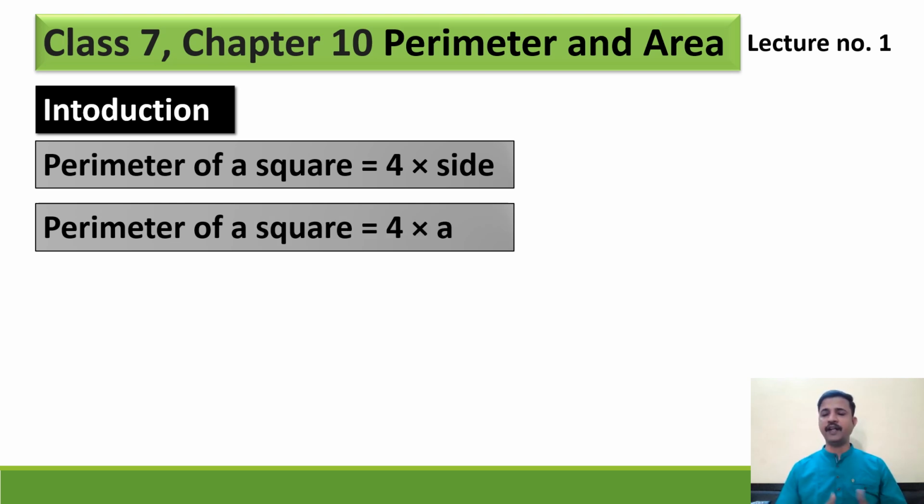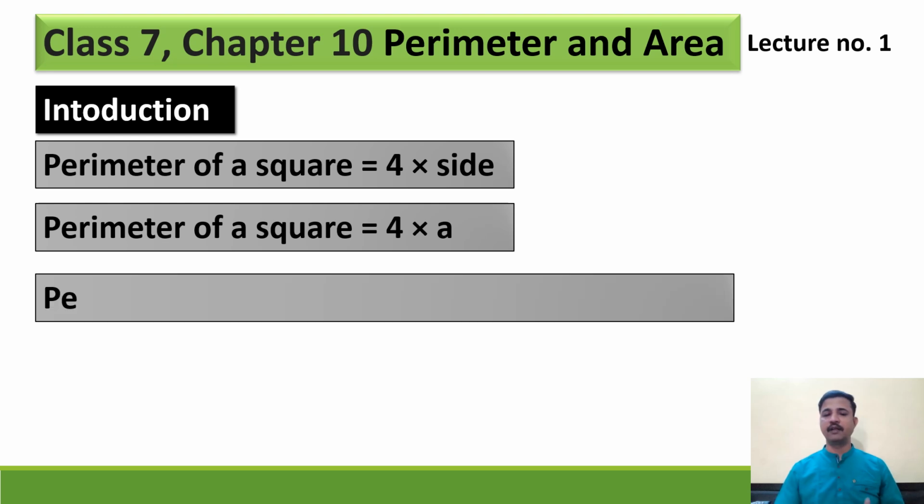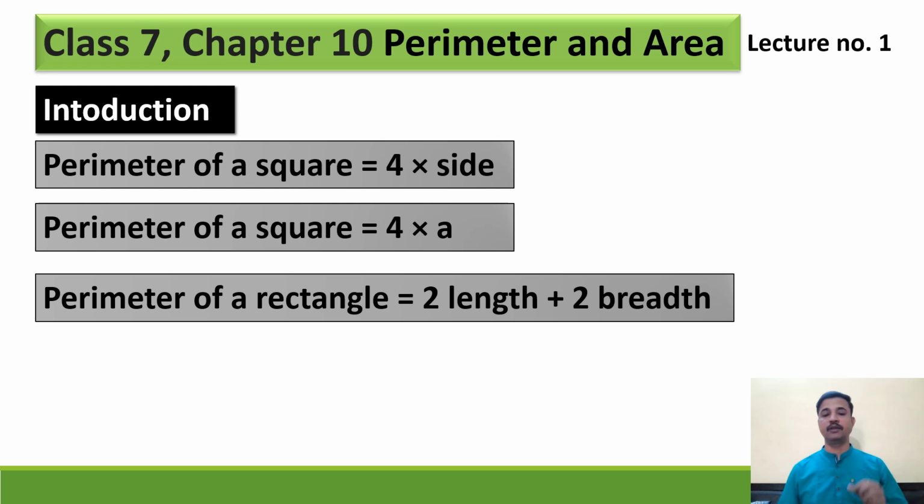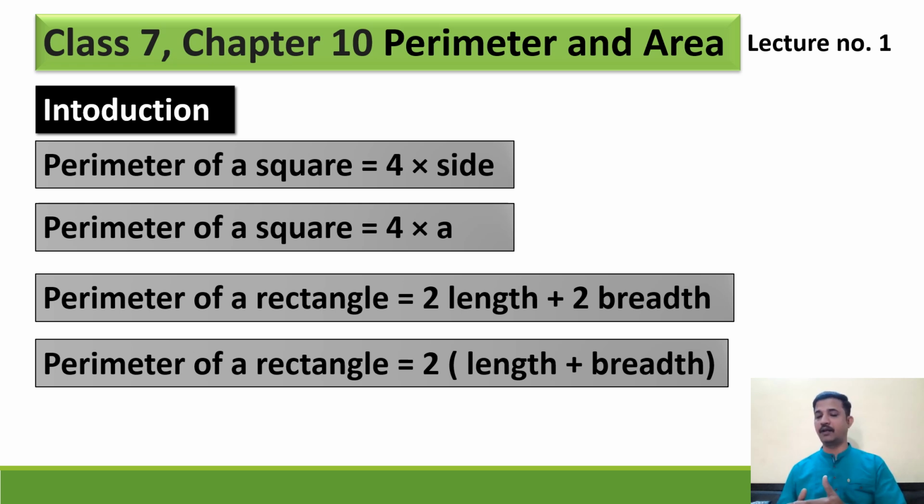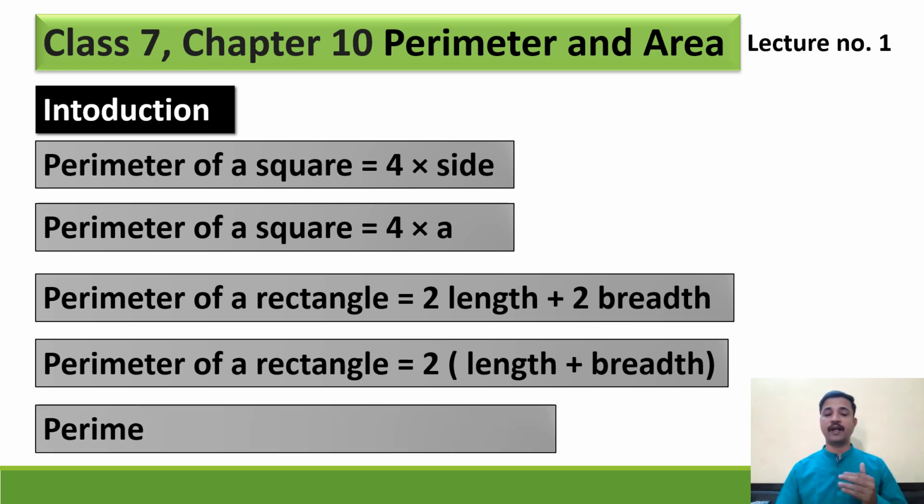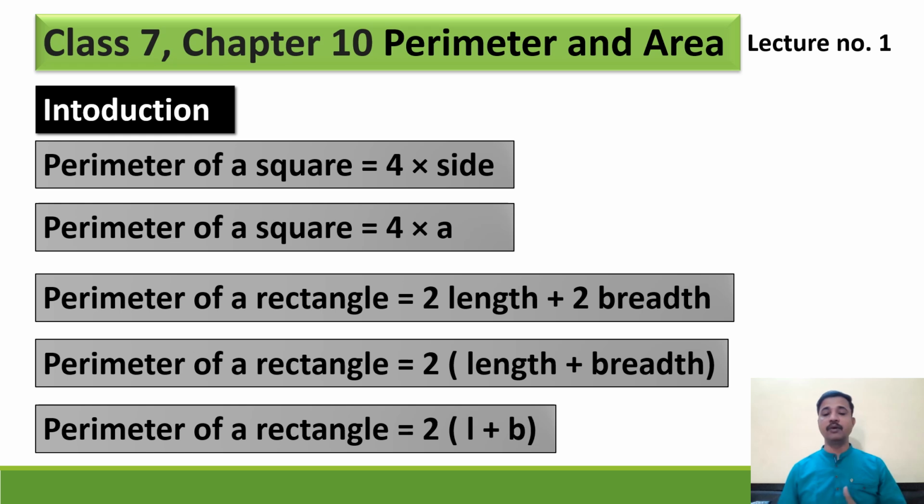What is the perimeter of rectangle? Perimeter of rectangle equal to 2 length plus breadth. So 2 is common. So we write, perimeter of rectangle equal to 2 in bracket length plus breadth. Consider length equal to L and breadth equal to B. So we write, perimeter of rectangle equal to 2 in bracket length plus breadth.